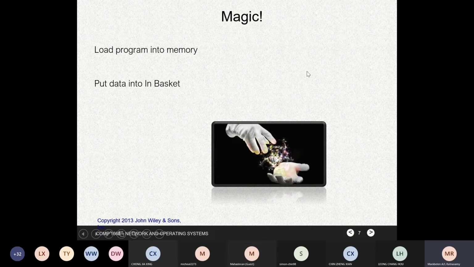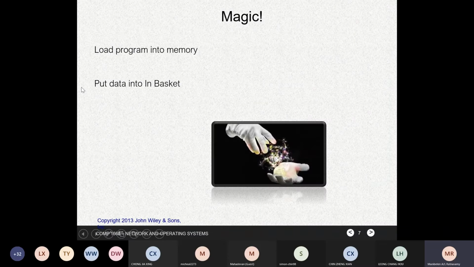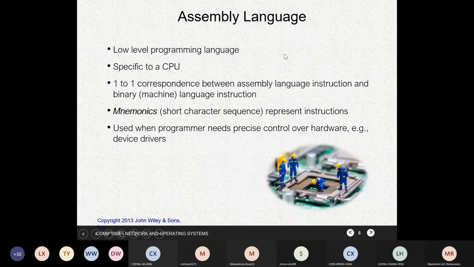Okay, next let's look into memory. So what we're going to do, we're going to take this content and then we're going to load it into the memory address. So in the LMC, it is something like you put into the in-basket. All right. Also, I did introduce to you what is programming language last week as an introduction. We did not go into the detail.